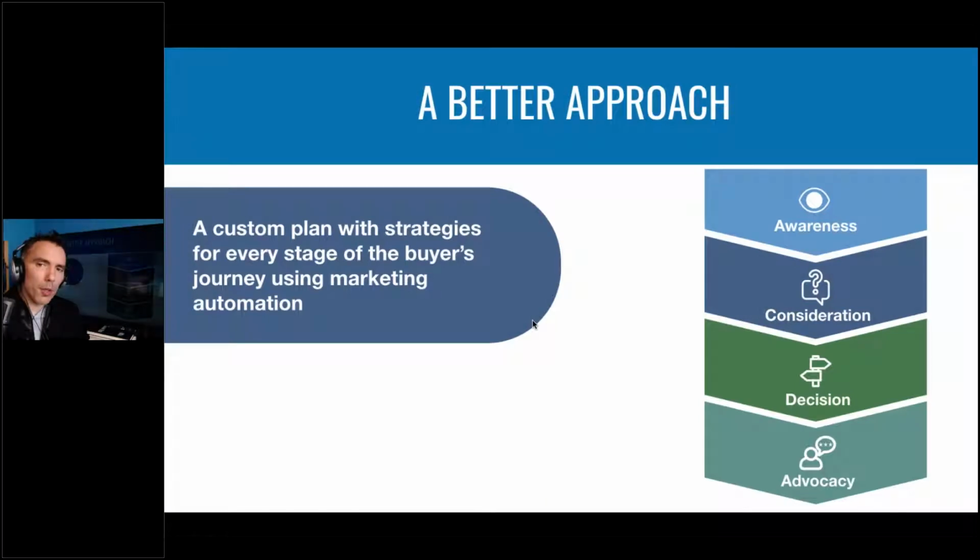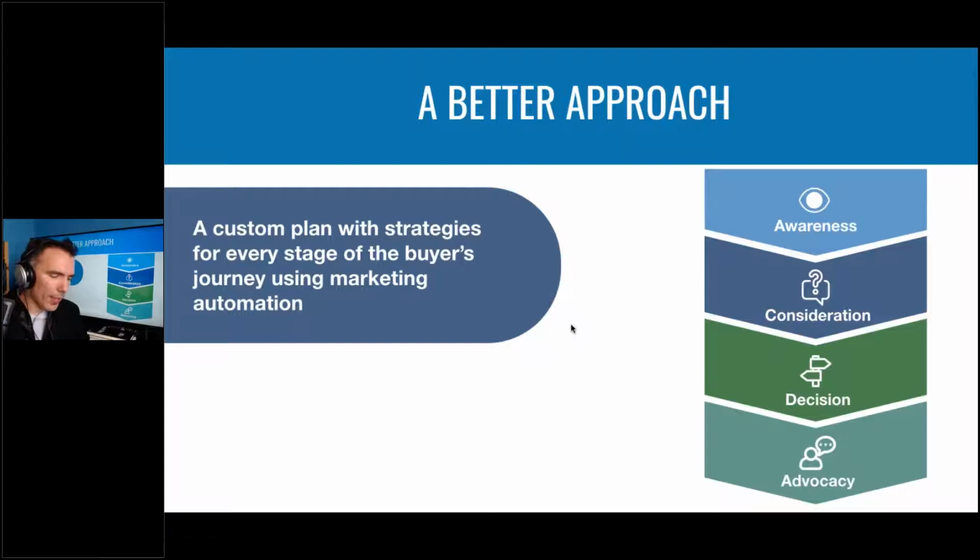So what we want to do is really understand your business and create a custom plan with strategies for every stage of the buyer's journey using marketing automation. So I think people need to be aware that you're there. Once you have their attention, you want to do something that's going to get them to raise their hand and say, hey, I'm interested. And then they're in consideration. Should they take the next step or not? Then that's the time when a different conversation needs to be had. It's less about getting them to raise their hand at this point. It's about getting them to take the next action, because they're going to need to make a decision. And then once they've done business with you, then it's really building the relationship so they could be an advocate or promoter for your brand.